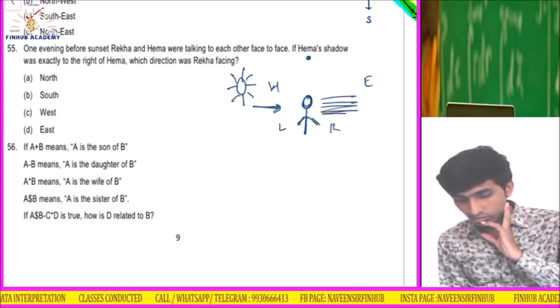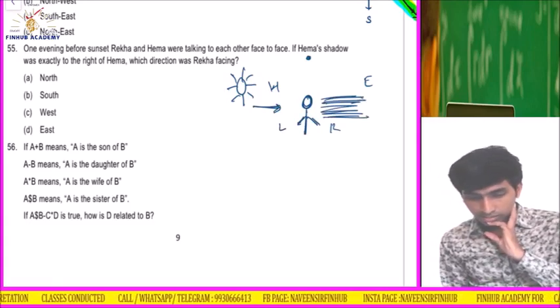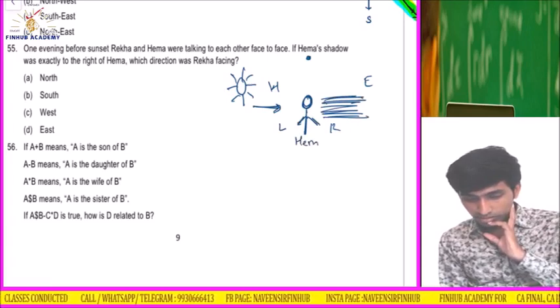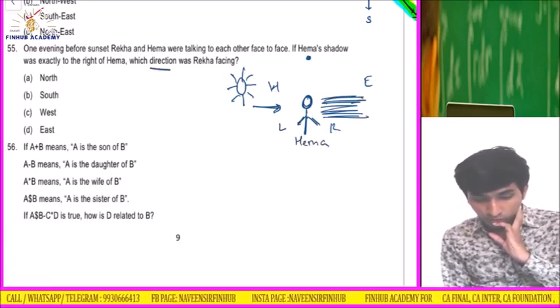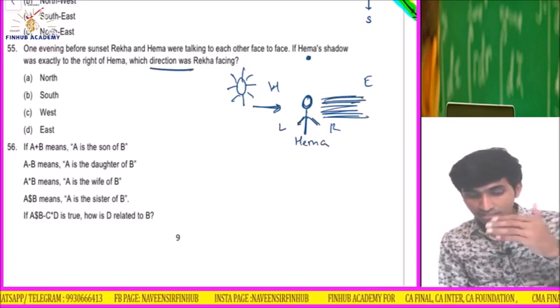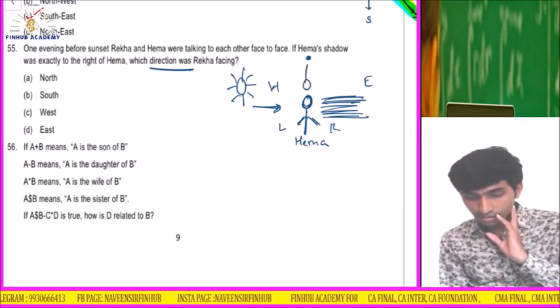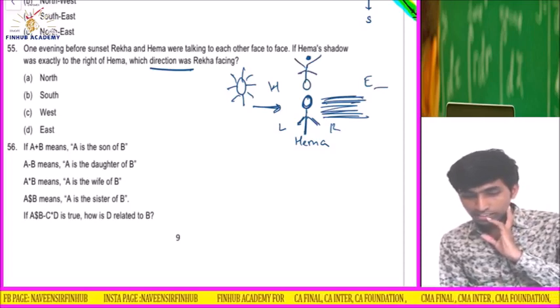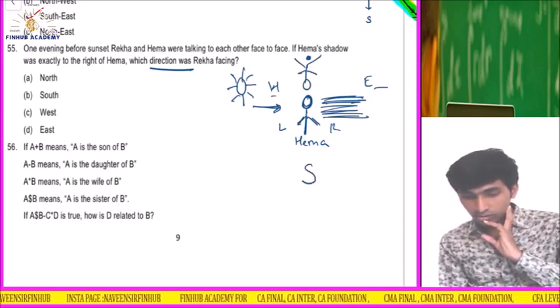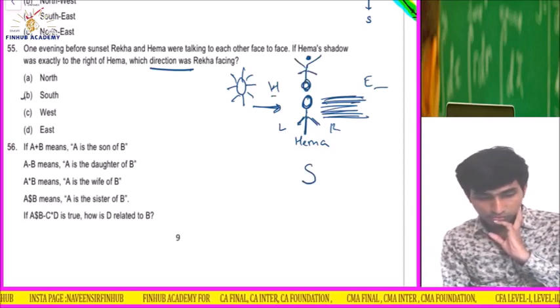This is the shadow. You'll have to understand. So this is Hema, and the shadow is to the right. What direction is Rekha facing? Obviously they are face to face. So Rekha is standing here. This is Rekha. Understood? So this is east, this is west, this is south. So Rekha is facing south. Answer is B.